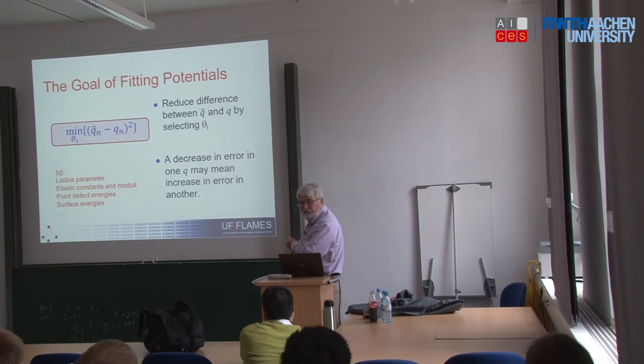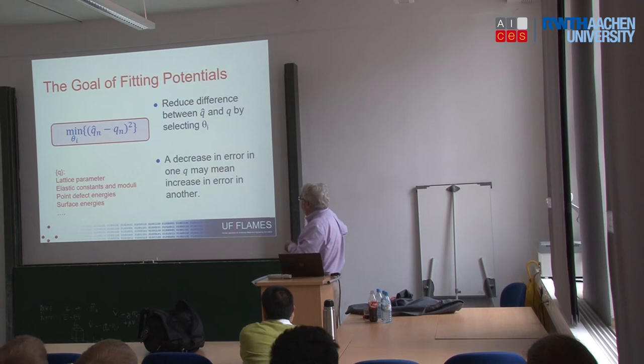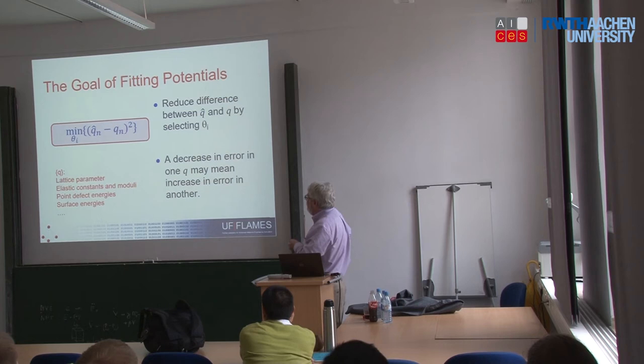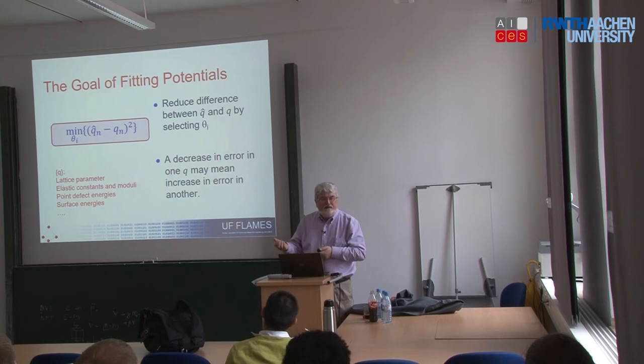We'd like those numbers to be zero, right? We'd like to predict everything exactly right, spot on, to the three significant figures. But it doesn't always work that way, because often if you decrease this value for one parameter, you'll increase it for something else. If you say, okay, I really want to get the defect energy right, then it may cost you somewhere else. The elastic constants may not be very good. So there's a kind of trade-off there.